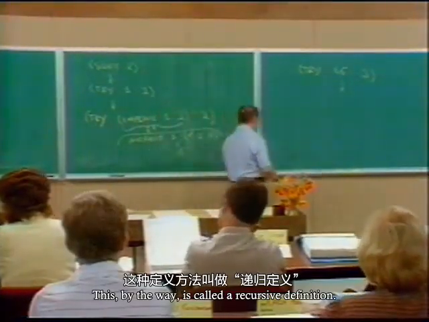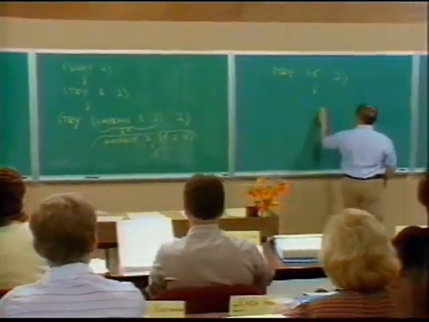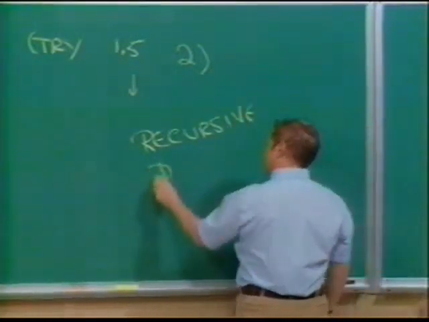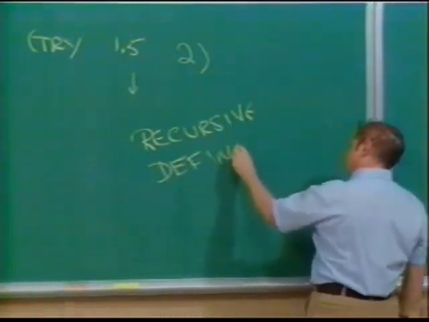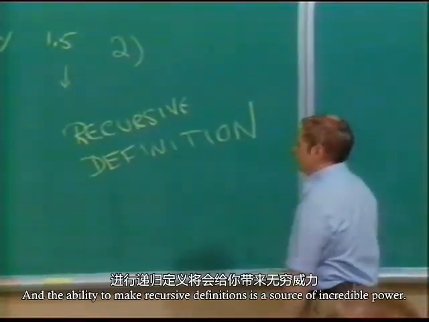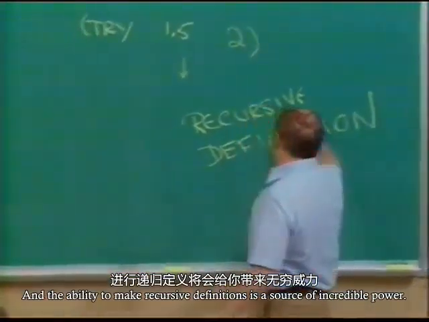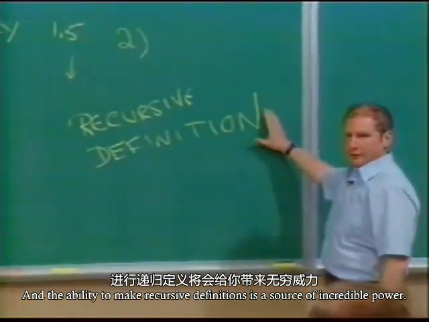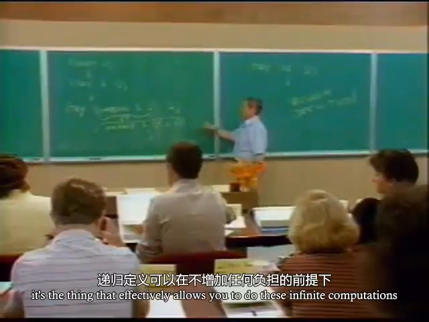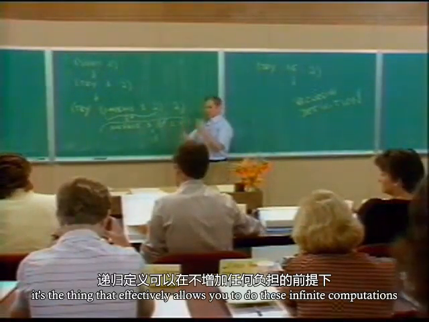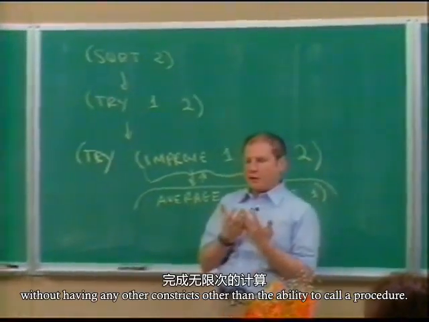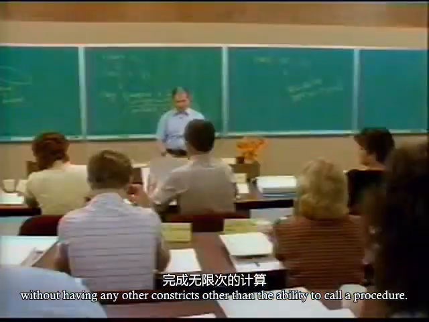This, by the way, is called a recursive definition. And the ability to make recursive definitions is a source of incredible power. As I've hinted at, it's the thing that effectively allows you to do these infinite computations that go on until something is true, without having any other constructs other than the ability to call a procedure.